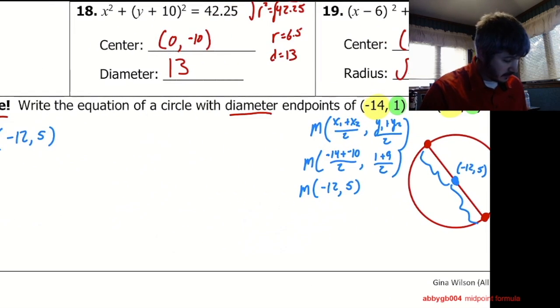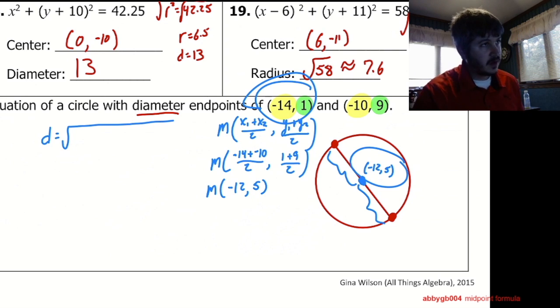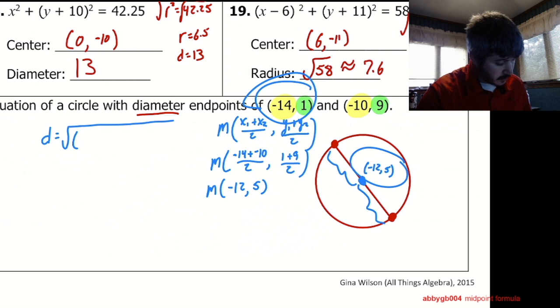So the distance. I'm going to use negative 14, 1. The only thing you've got to make sure of is don't mix up coordinates. Don't use one coordinate from one point and another coordinate from the other. Just stick with one. So I'm going to go with the negative 12, 5 and the negative 14, 1. So it's negative 12 minus negative 14, close parentheses and square it, plus 5 minus 1 squared.